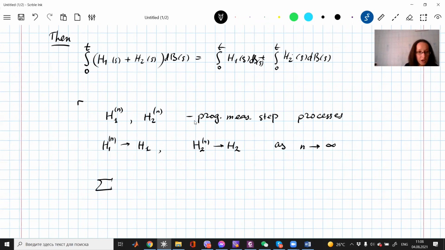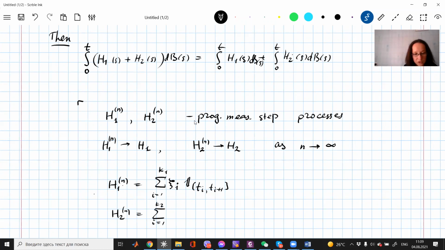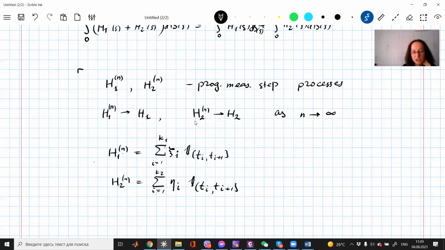Yes, what we have for integral sums, if I consider step functions, let me write here. Let me specify this right. Let H1 n be equal to the sum, for example, of psi i on the intervals t_i, t_{i+1}, i from 1 to k1, and H2 n is equal to the sum for i from 1 to k2, and here another eta i, for example, and so here I can choose the partition of the interval 0 to t with the same points t_i.